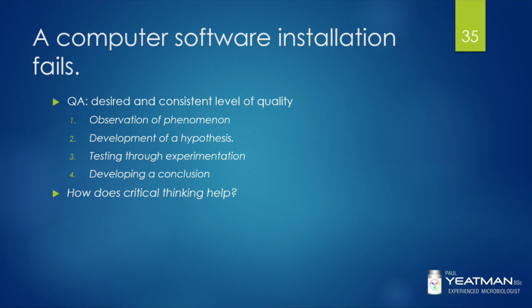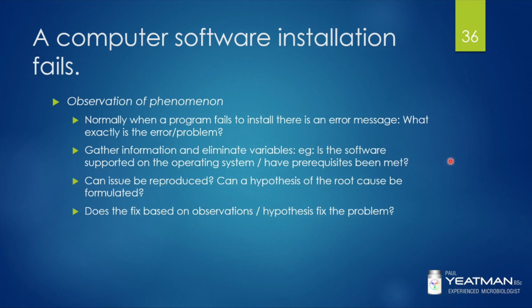The final example here will be a computer software installation fails. Again, because we are consistent with our approach to troubleshooting, on observing the phenomena, developing a hypothesis, testing the hypothesis through experimentation, and based on the results of the experimentation, I am developing a conclusion. So what do I have here with regards to observations? Normally when a program fails to install, there is an error message. So what exactly is the error or problem?